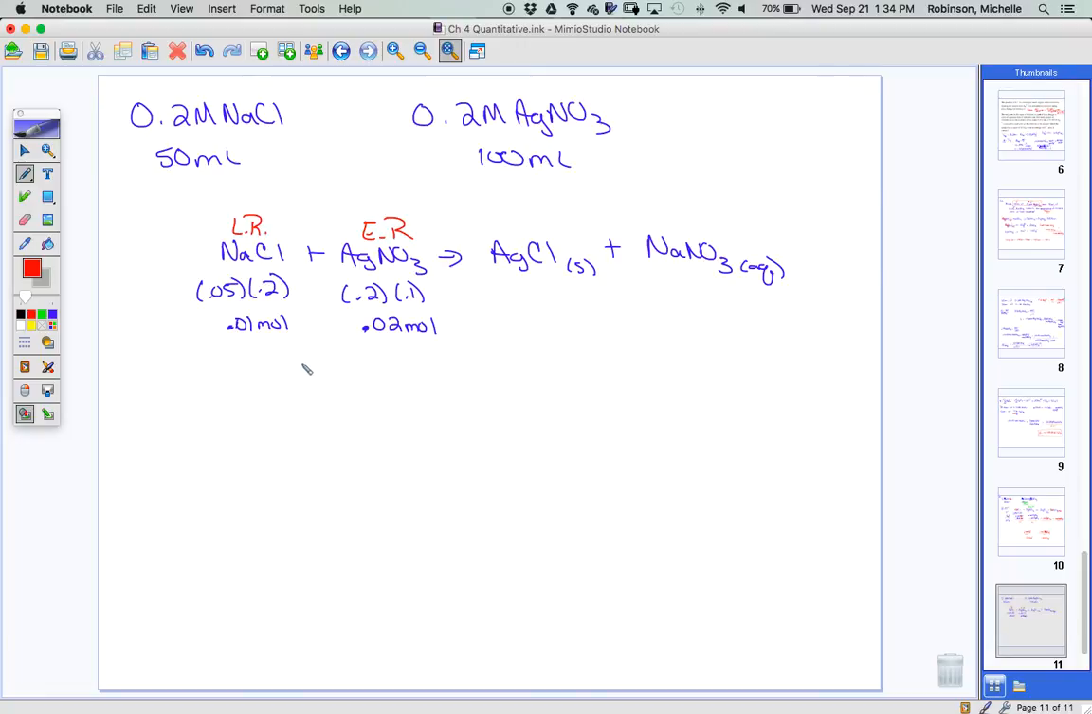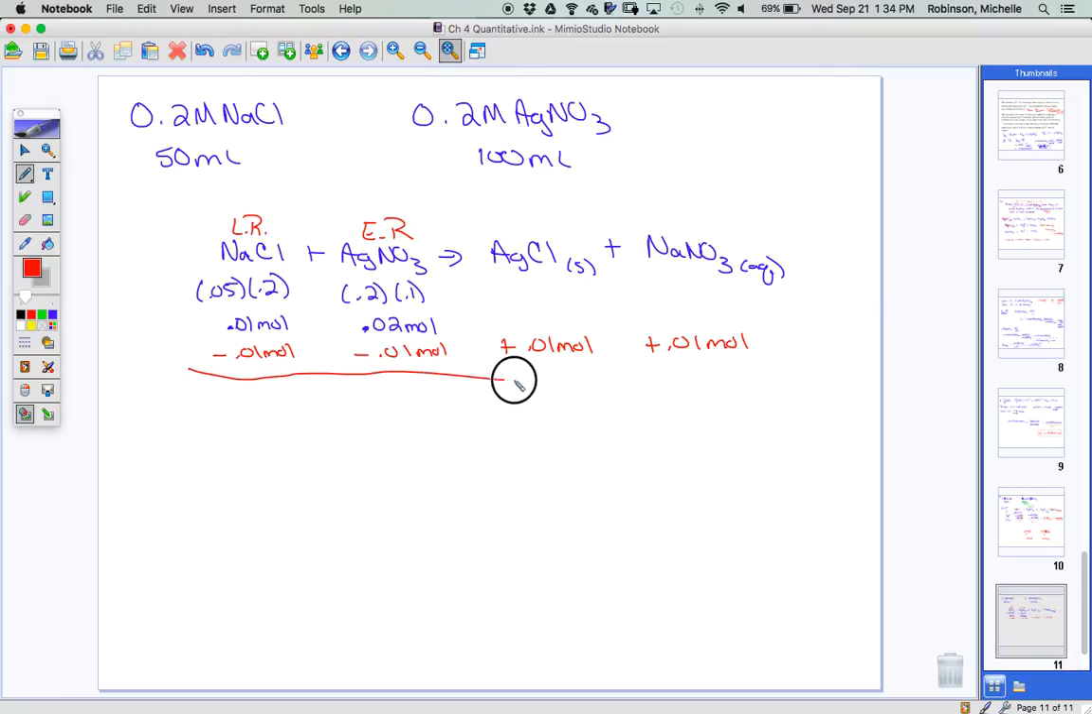Assuming that the reaction goes to completion, we will use up all of the NaCl. How much AgNO3 will we use up? The same amount, so 0.01 moles of that will get used up. How much silver chloride will we make? Same amount, because they're 1 to 1. So 0.01 moles of this get made, so I put a plus sign in front of it. And 0.01 moles of the NaNO3 get made.